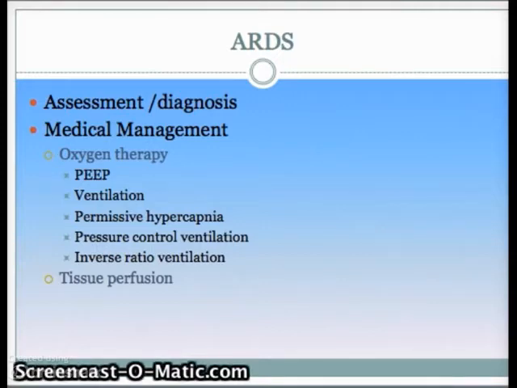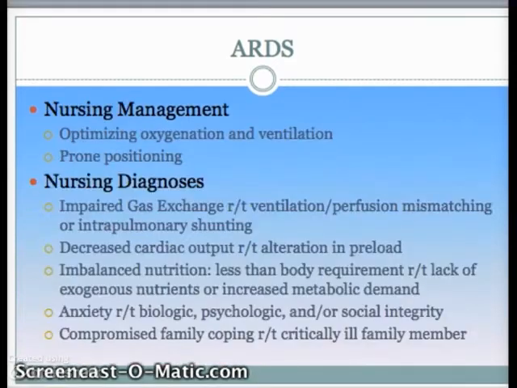So what we're really looking for is adequate tissue perfusion, not just to the lungs, but also to the rest of the body, because anything that's reliant on oxygenated blood, and that's the whole body, is at risk because you can't get the oxygen to the patient's tissue.